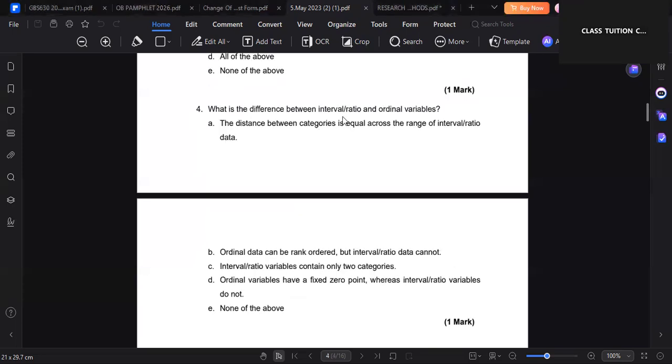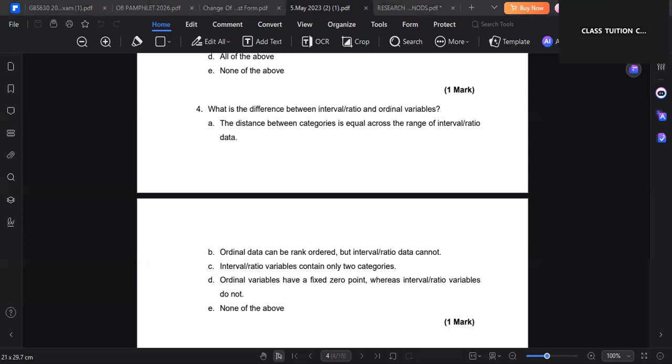What is the difference between interval ratio and ordinal variables? A, the difference between categories is equal across the range of interval ratio data. B, ordinal data can be ranked, but interval data cannot. C, interval data variables contain categories. D, ordinal variables have a zero point, whereas interval variables do not, or none of the above. Our answer is what?